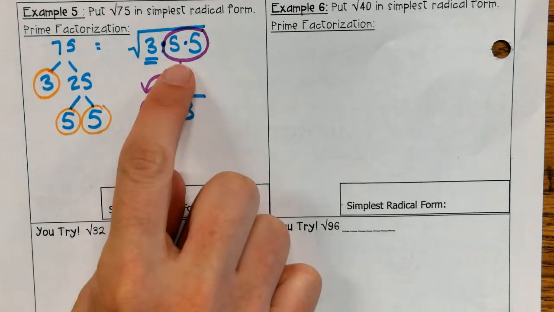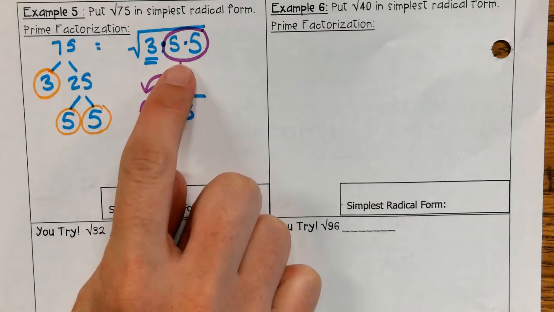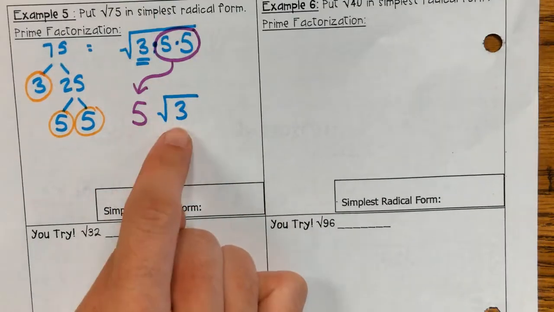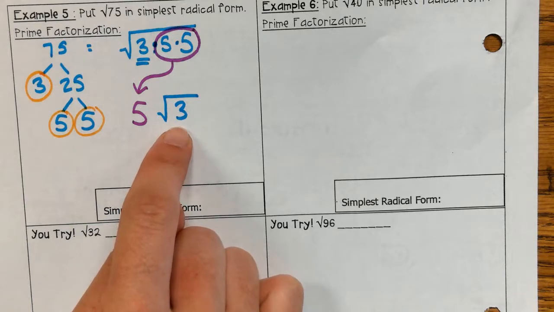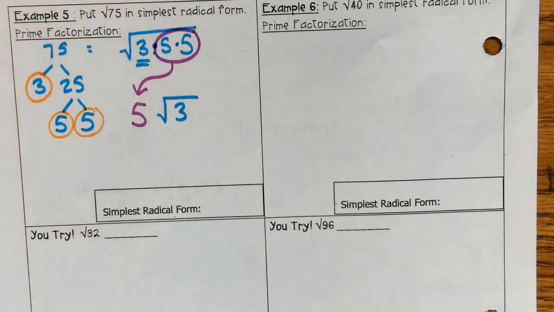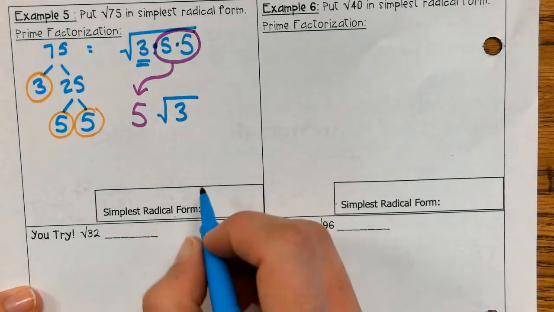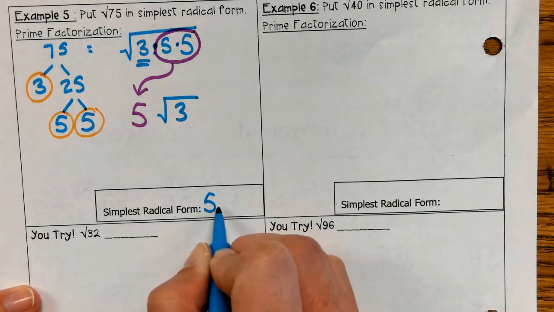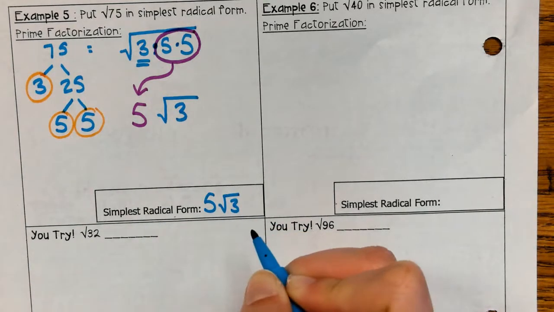So the 5s had a pair. I took the square root of 5 times 5, which was 5, and then I left the other number on the inside. So the square root of 75 is equal to 5 times the square root of 3.